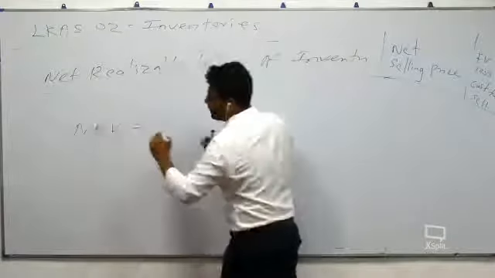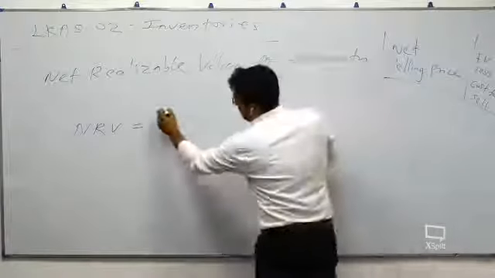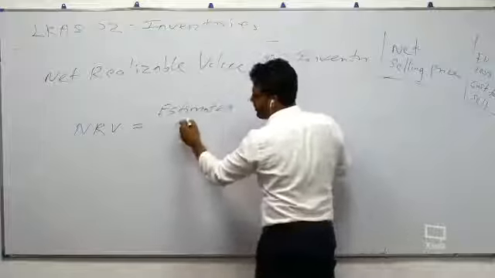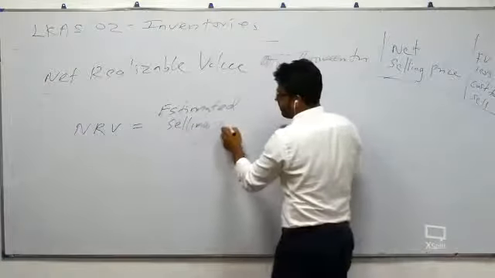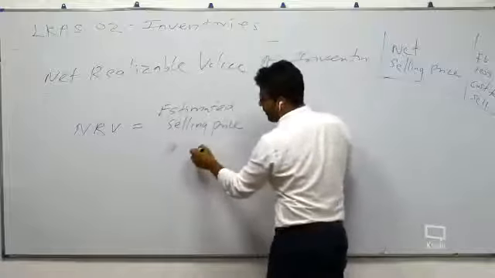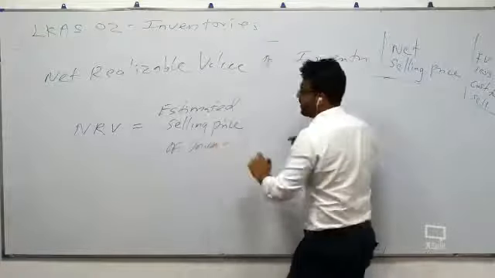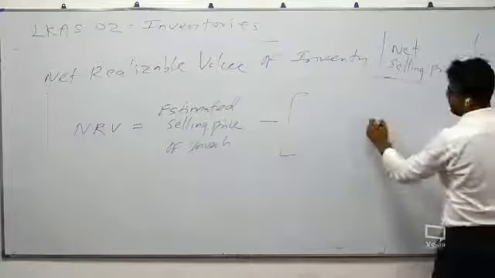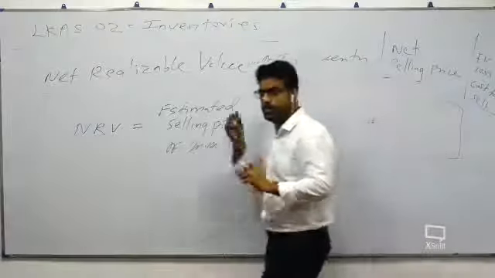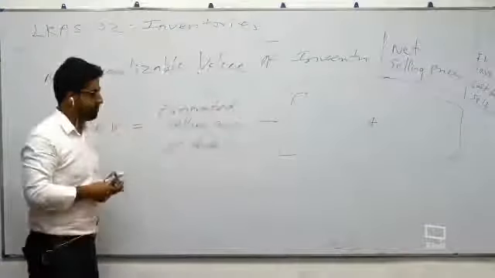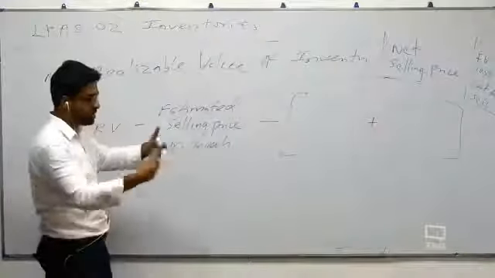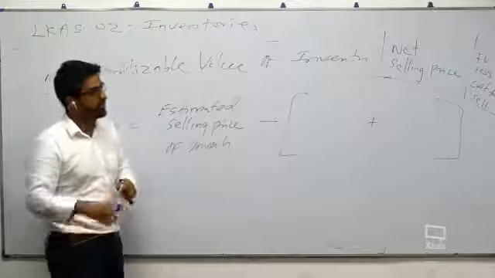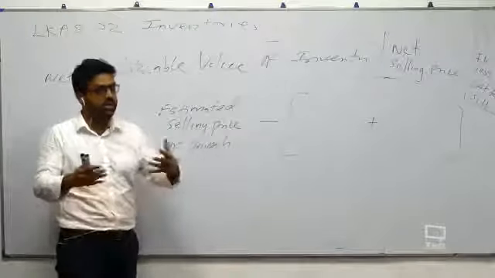First let's study what is the NRV formula. NRV is equal to estimated selling price of inventory, minus two things you can minus. What are two things you can minus? From the selling price, normal price, what you sell the products. If you are making furniture to sell, it is your estimated selling price of the furniture.